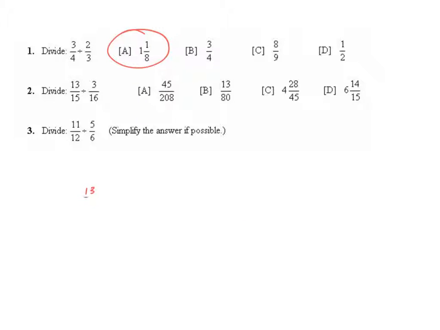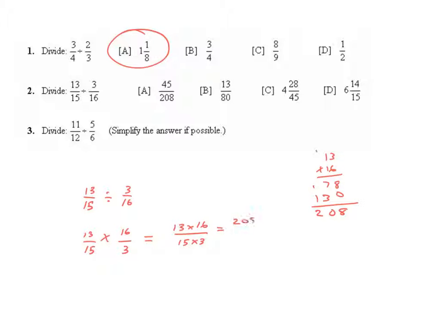Question 2 is 13/15 divided by 3/16. Again, change it to a multiplication problem by multiplying by the reciprocal. So I have 13/15 times 16/3. So I will end up doing 13 times 16 over 15 times 3. Unfortunately, there was no way to cross simplify there. So I am going to have to actually multiply all this out. 13 times 16 is 208, and 15 times 3 is 45.